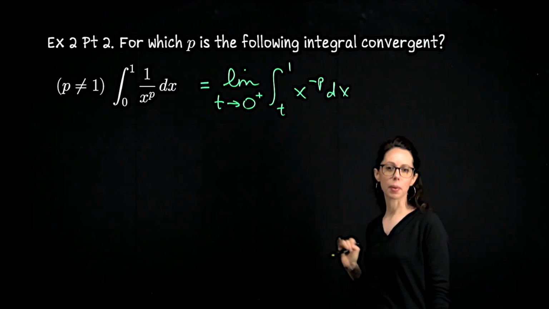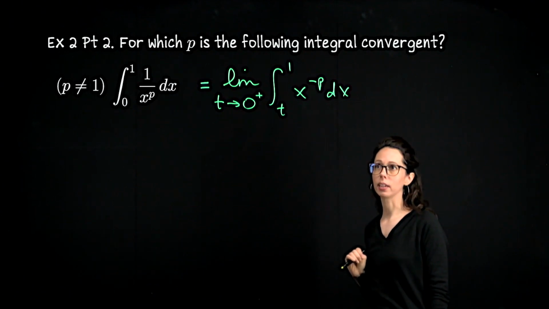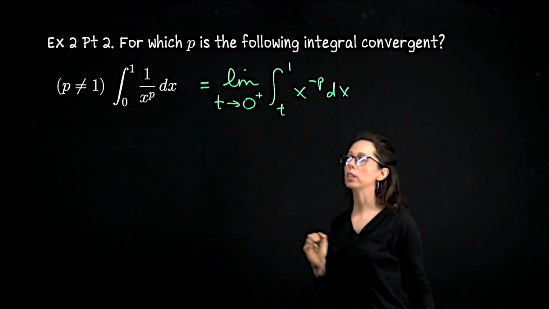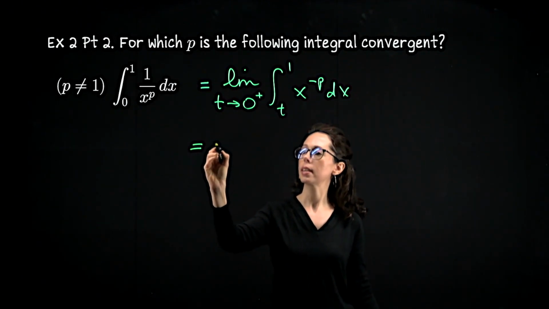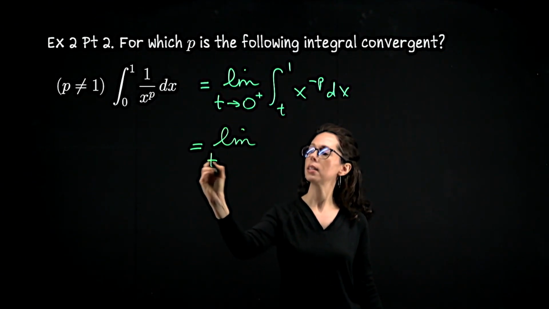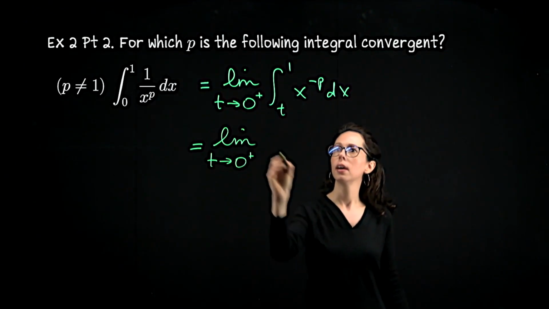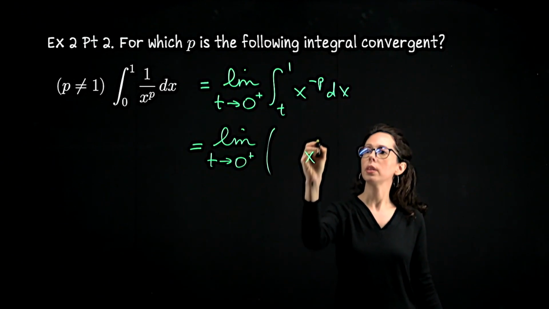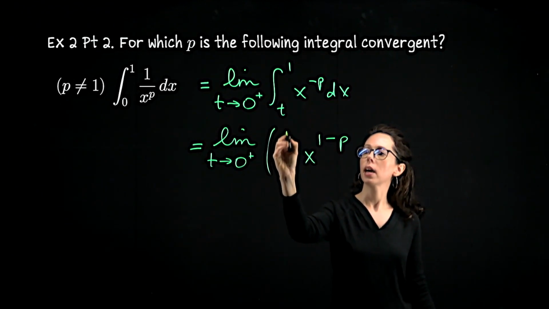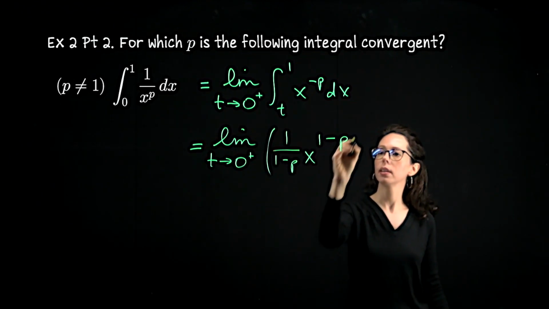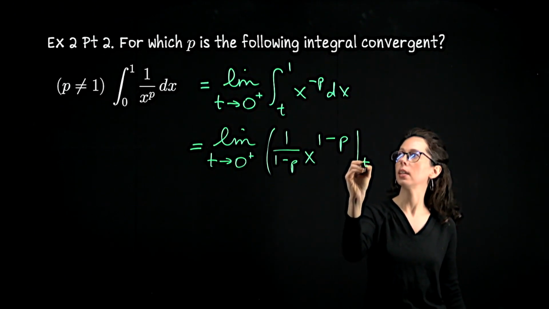Because we're not looking at the special situation of 1 over x having an antiderivative that looks like natural log, we can just use the power rule here to say that this is the limit as t goes to 0 from the right of x to the 1 minus p times 1 over 1 minus p. And then we need to plug in our bounds of t and 1.